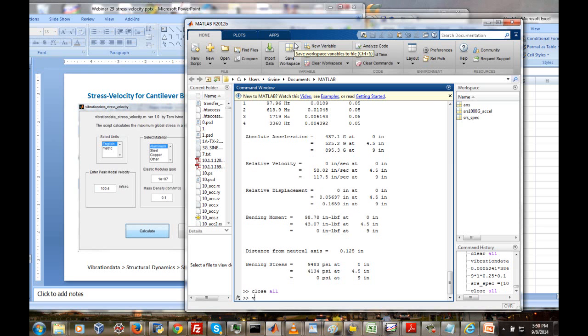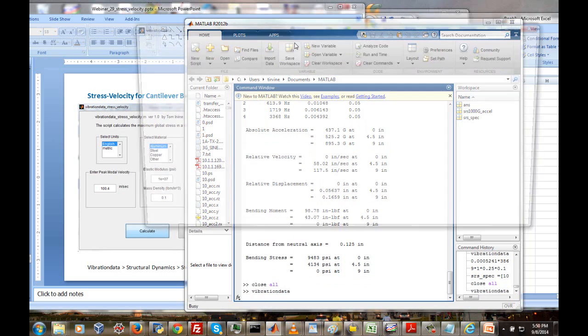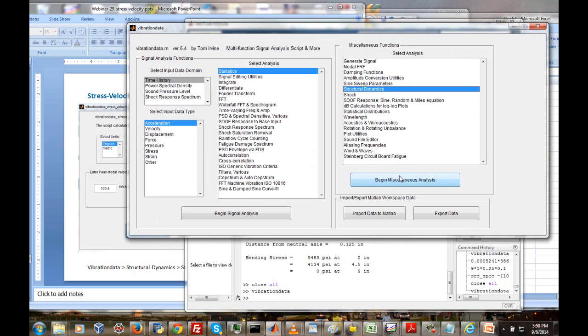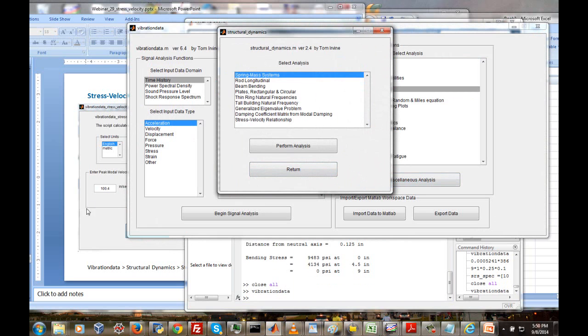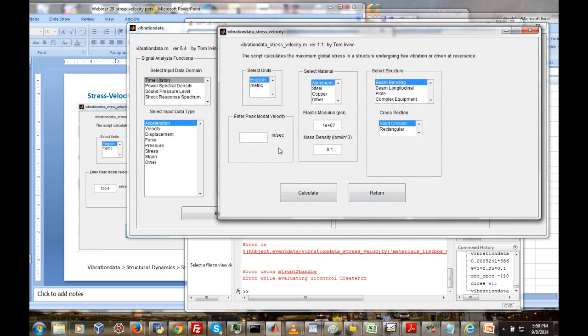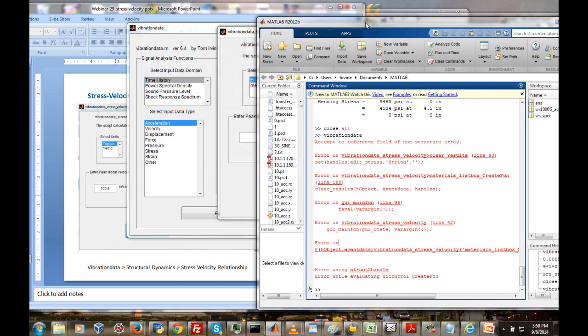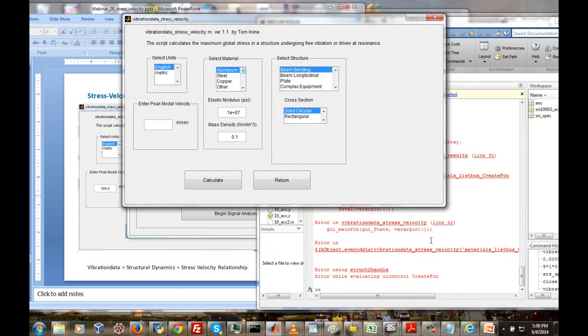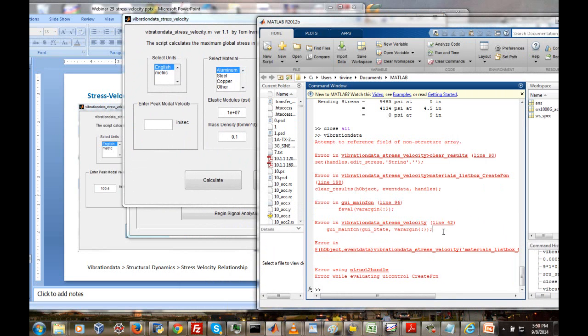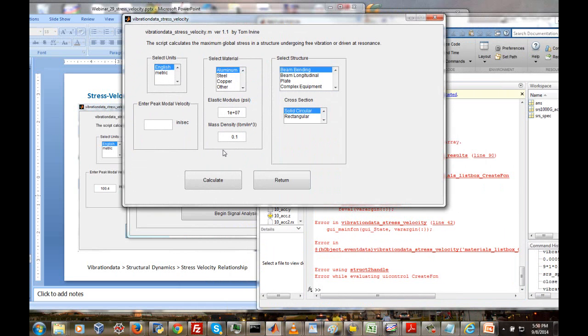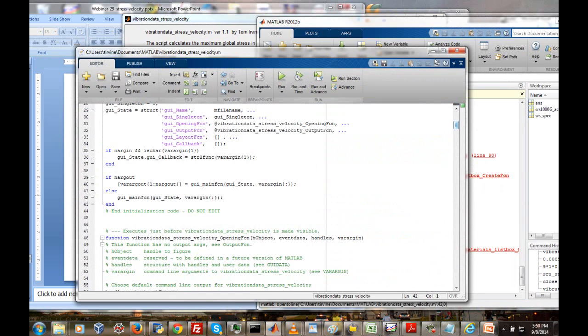Okay, let's go to vibration data. We're going to go to structural dynamics, and then we're going to go to the stress velocity relationship for structural dynamics. The first thing I see is that we have a little bit of an error message. These things happen. We attempted to reference the field of a non-structure array, which is edit stress. And I'm not sure why that happened.